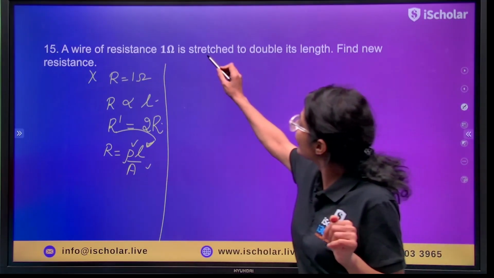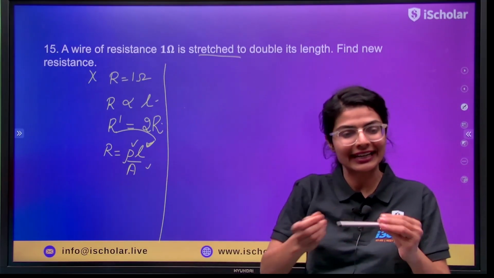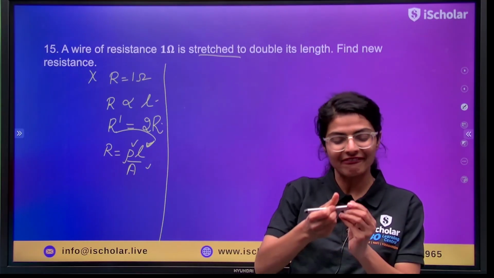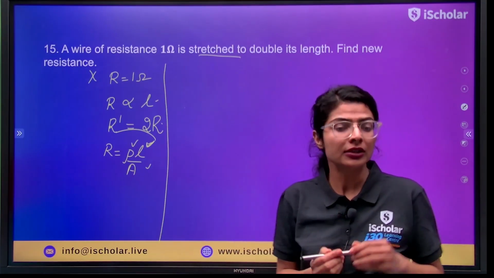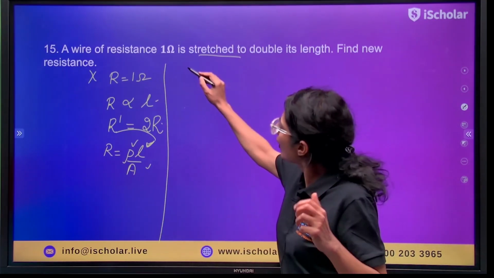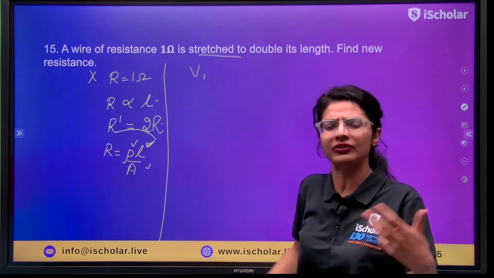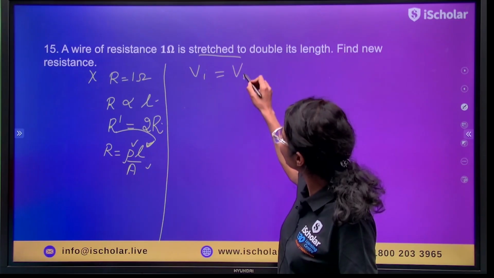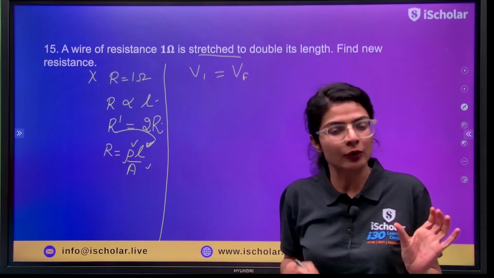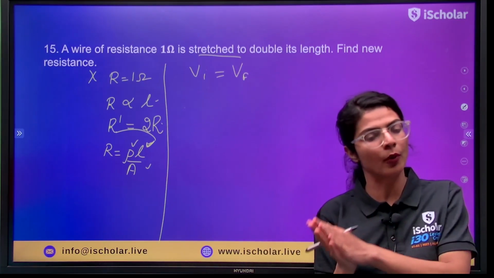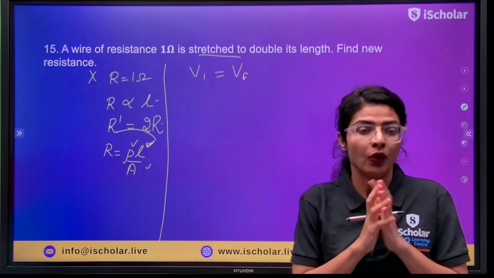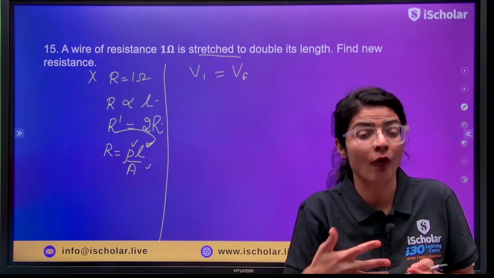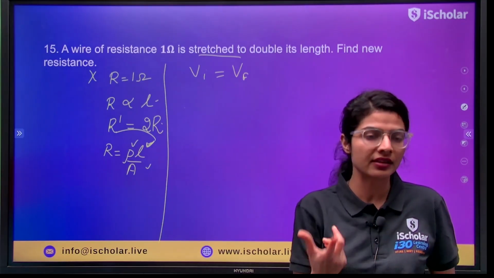Okay. So now the wire is stretched to double its length. Students, can I say that if a wire is being stretched, this only means that whatever the initial volume of the wire was would be the final volume of the wire? We are going to have the same volume for both of these wires. Obviously, if you're stretching it, the area is getting contracted, but the volume has to be the same.